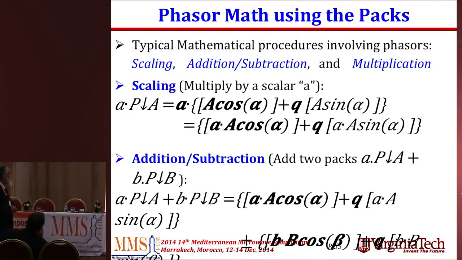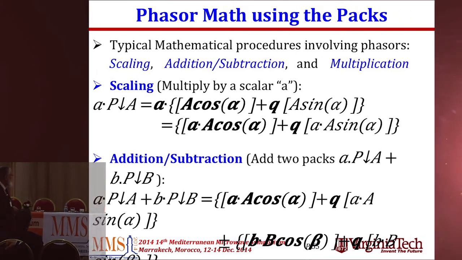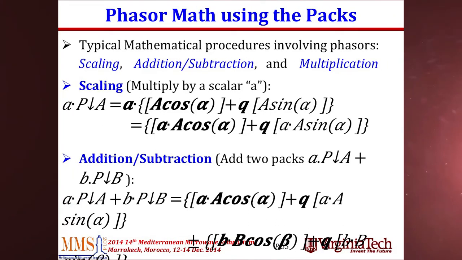So let's try the typical things that we do: scaling, addition, subtraction, multiplication, differentiation, all these kind of things that we typically do, all right? You can tell, if you go through scaling, you multiply the whole thing by coefficient A, and you do the operation here, and you guess what? You're still able to separate the cosine term from the sine term. Just the coefficient of Q is gone. If you are doing addition subtraction, suppose you have a pack of PA and a pack of PB, and again, I add them together, and guess what? I can still separate the useful part from the complementary part.